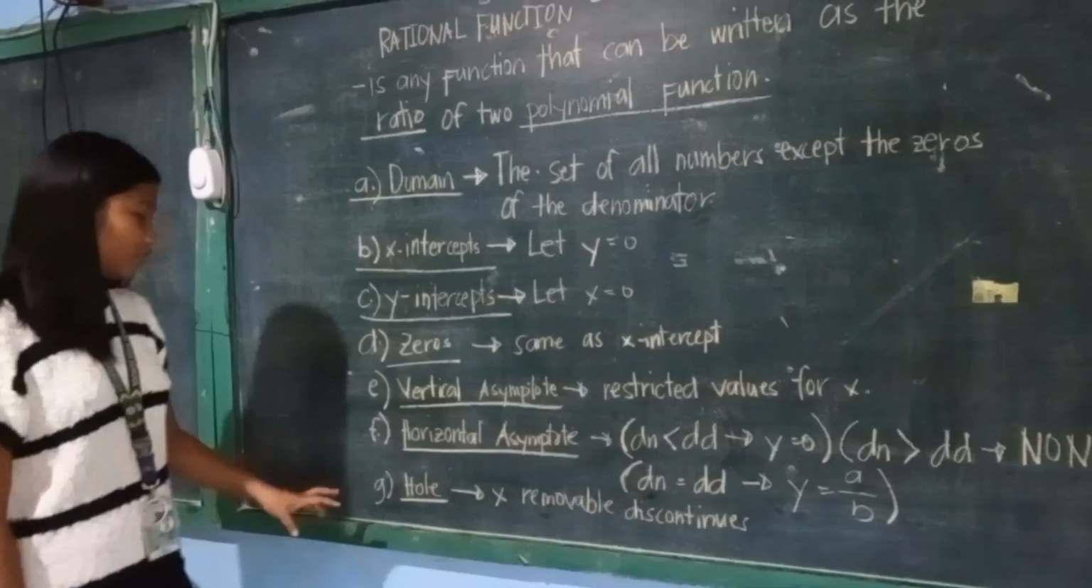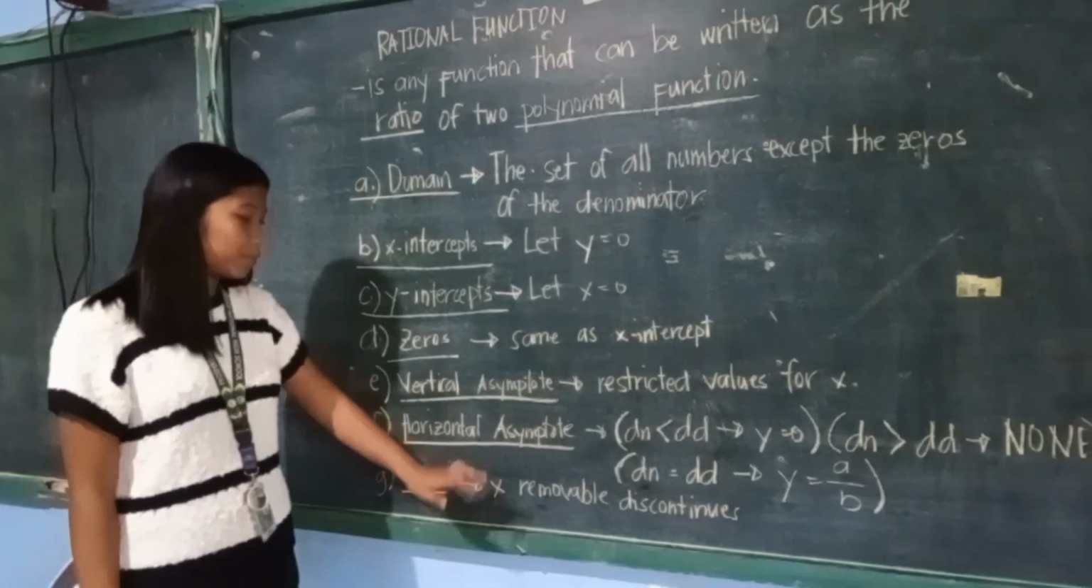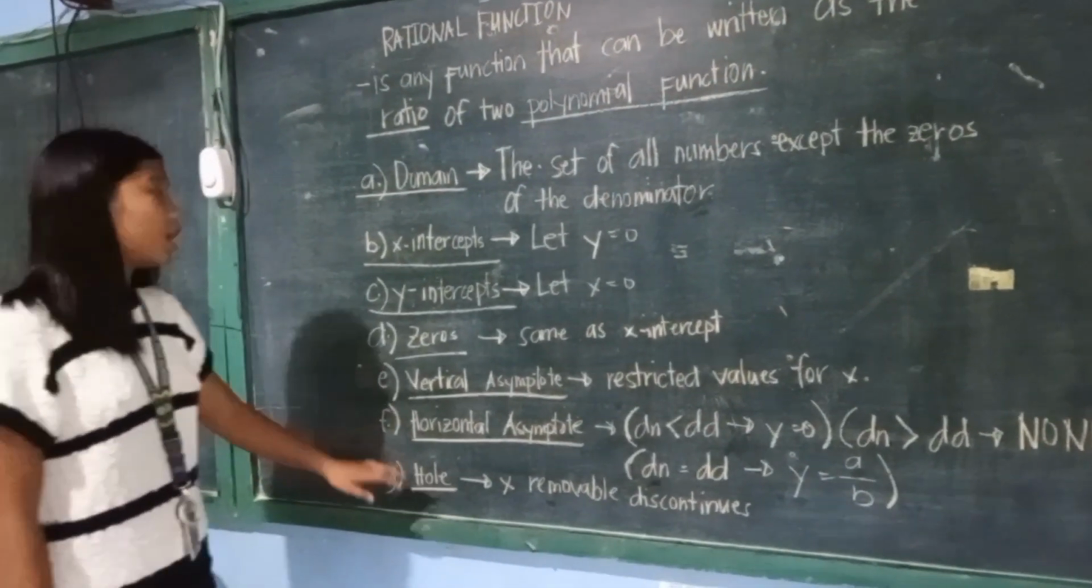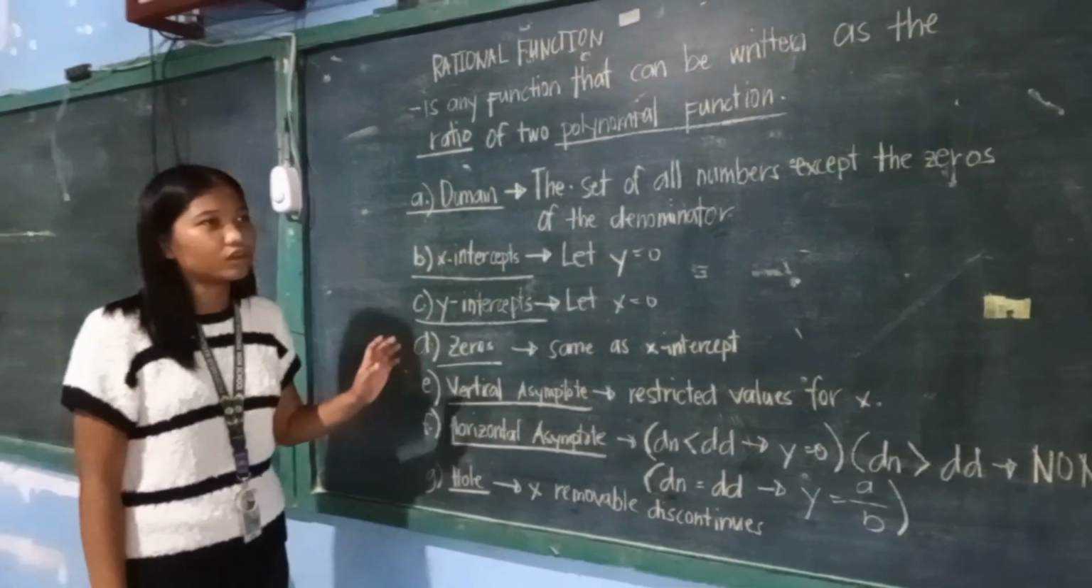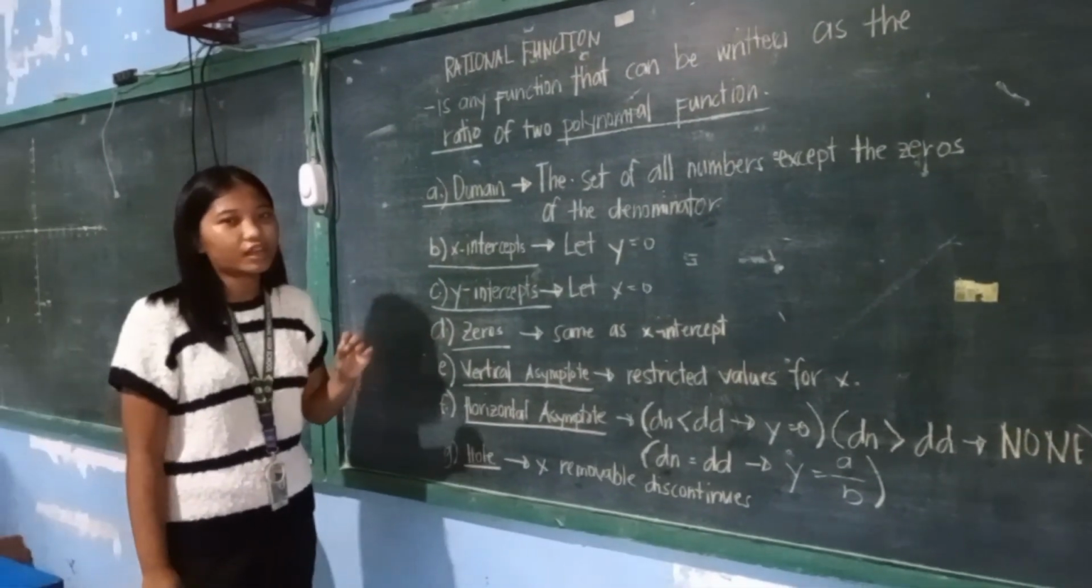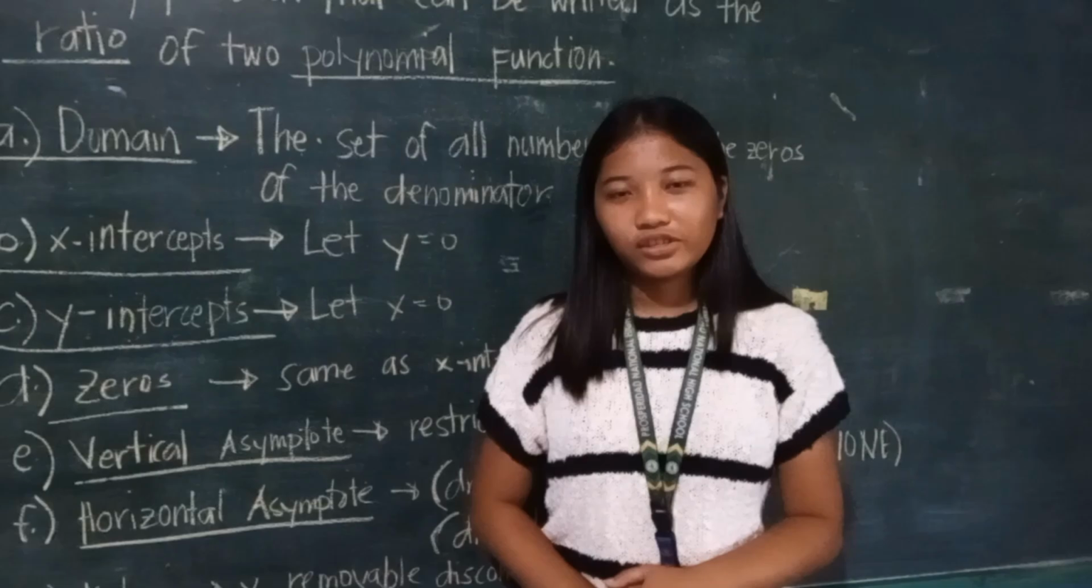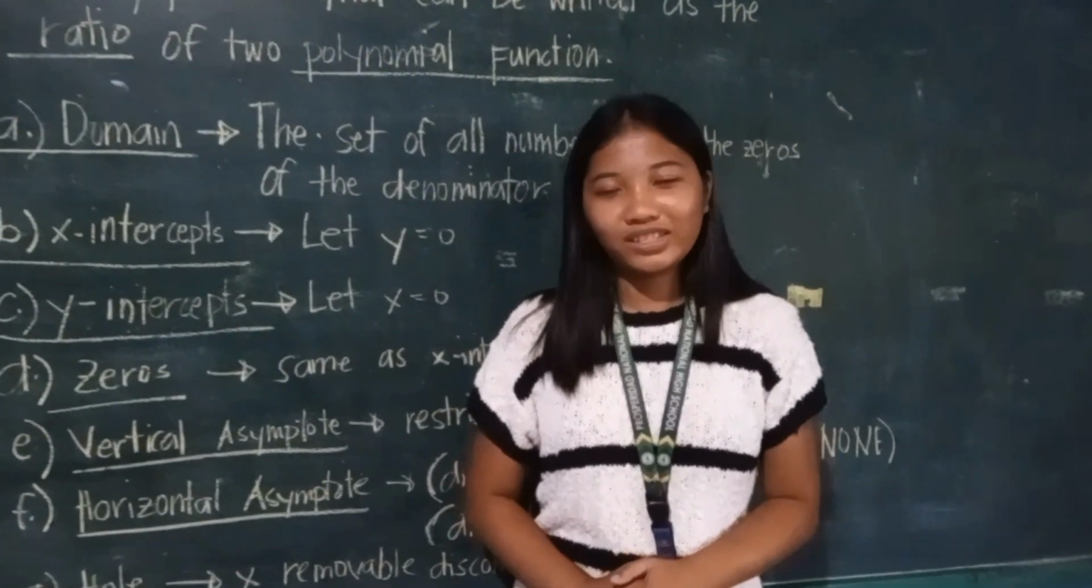And lastly, G, hole, the removable discontinuity. Ang hole, pag makikita ka sa given of common factors, i-equate lang siya to zero. So the next reporter will continue the discussion.